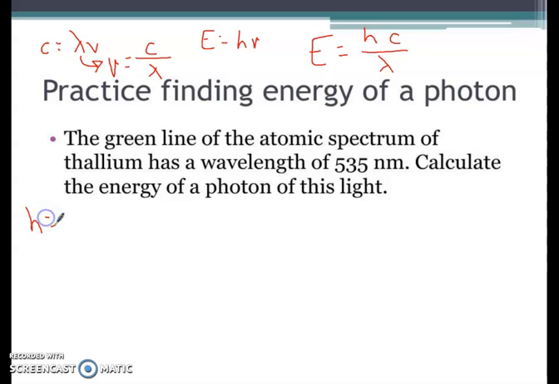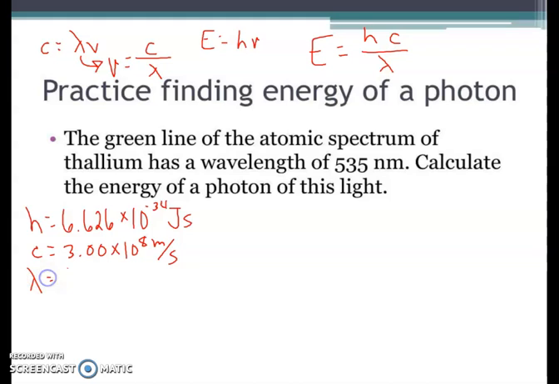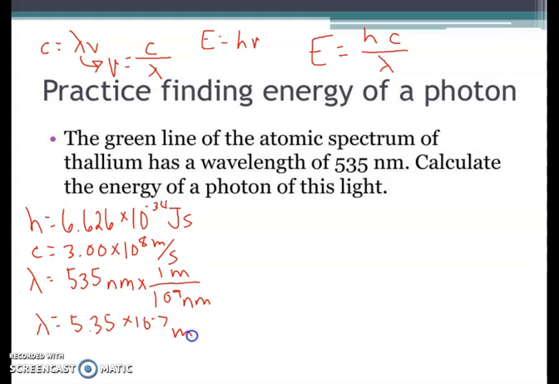So we know Planck's constant, which is h, so 6.626 times 10 to the negative 34th joules times seconds. In this case, we have our speed of light as well, so 3.00 times 10 to the 8th meters per second. And then we have our wavelength, which was given to us in 535 nanometers. So we're going to have to go ahead and convert that to meters. So we're going to say that 10 to the 9th nanometers is equal to 1 meter. And so our wavelength would be 5.35 times 10 to the negative 7th meters.